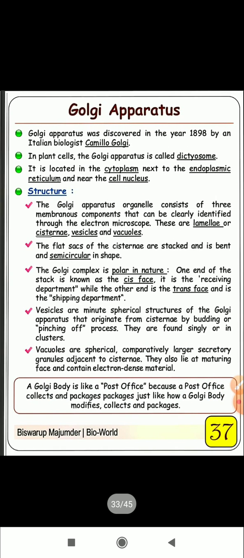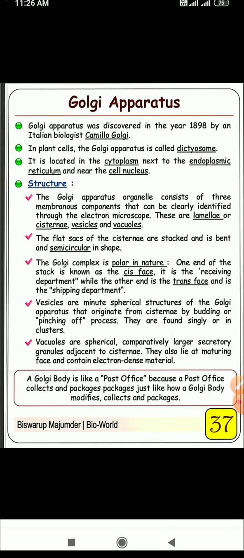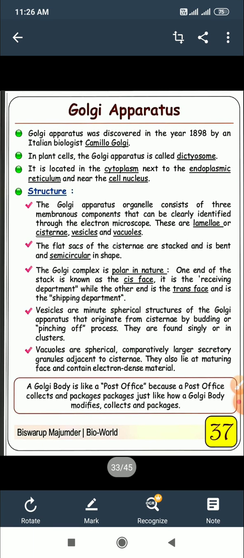Now we have the Golgi apparatus. The Golgi apparatus was discovered by the Italian biologist Camillo Golgi. In the plant cell, the Golgi apparatus is termed dictyosome, but in human or other animal cells, it is termed Golgi apparatus. It is located in the cytoplasm, just next to the endoplasmic reticulum. The structure bears cisternae, vesicles and tubules. It is semicircular in shape.